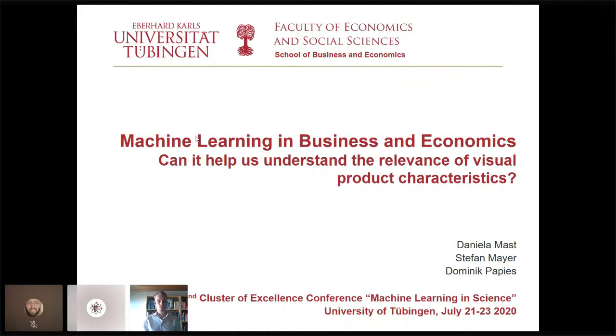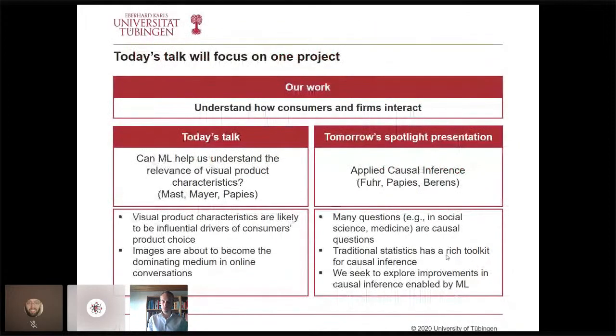or social sciences more generally. And in this particular project, I'd like to look at the question of how these methods can help us understand the relevance of visual product characteristics. So that's the main topic. This specific project is joint work with a PhD student, Daniela Mast, and a junior faculty from our group, Stefan Meyer.